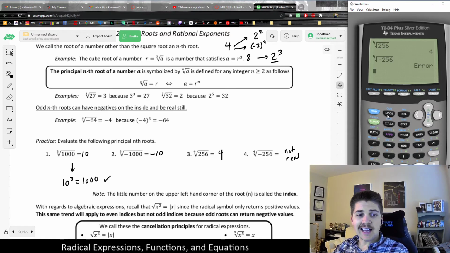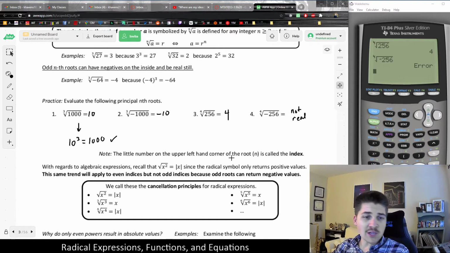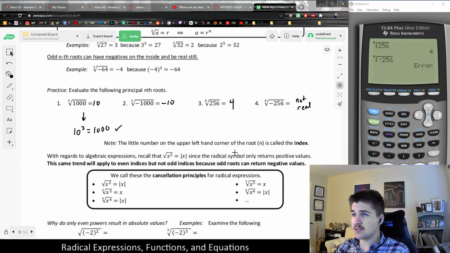But technically, as we're going to talk about, there are technically answers to this. Every number always has nth roots. But when it comes to the principal root, it's always positive, and we're always looking for a real value for that solution.